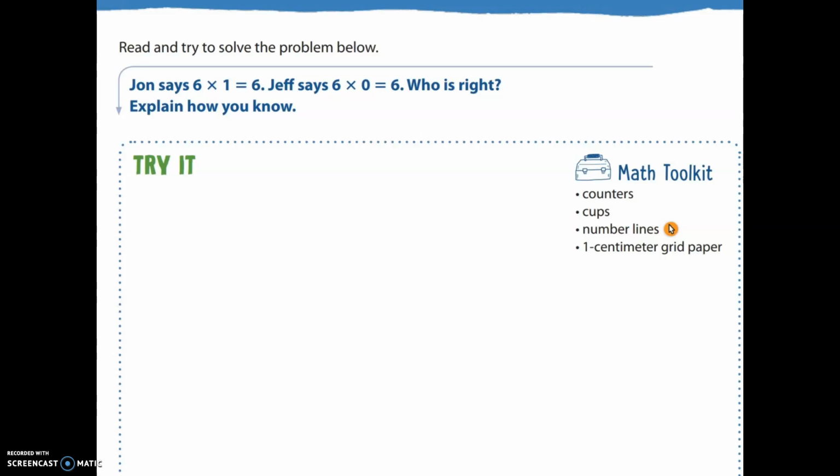Okay, so I asked you to try this problem on your own. It says that John says 6 times 1 is 6. Jeff says 6 times 0 is 6. Who is right and how do you know?